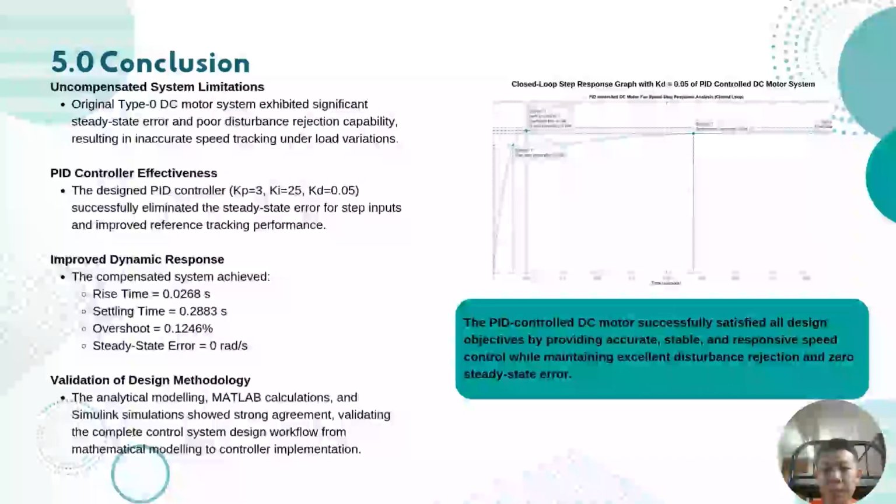The integral action successfully eliminated the steady-state error, while the derivative action improved damping and reduced oscillations. As a result, the compensated system achieved a rise time of 0.0268 seconds, a settling time of 0.2883 seconds, and an overshoot of only 0.1246%, while maintaining zero steady-state error. These results satisfy all the design objectives established at the beginning of the project. Furthermore, the analytical calculations, MATLAB analysis, and Simulink simulations showed strong agreement, validating the entire control system design process from mathematical modeling to controller implementation.